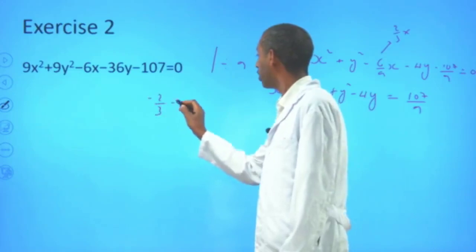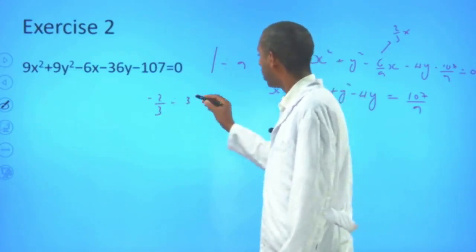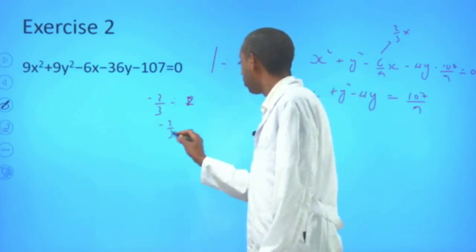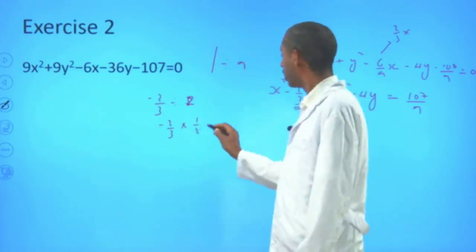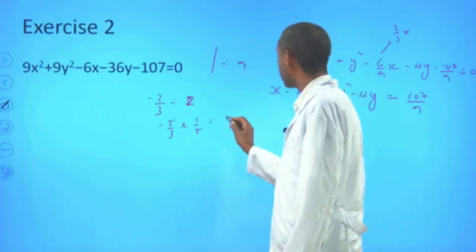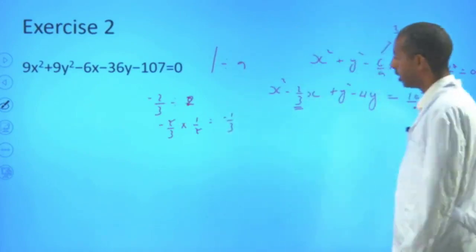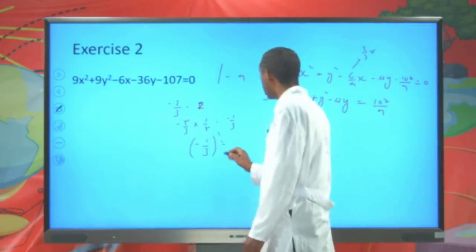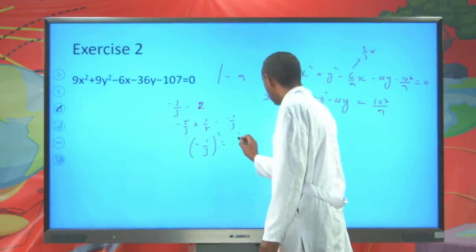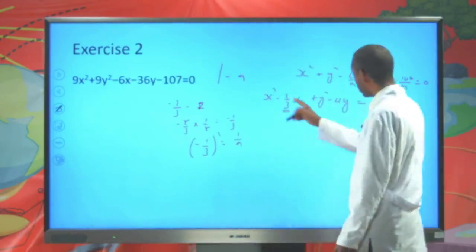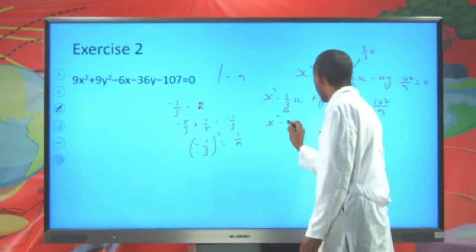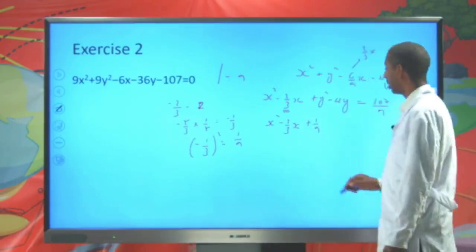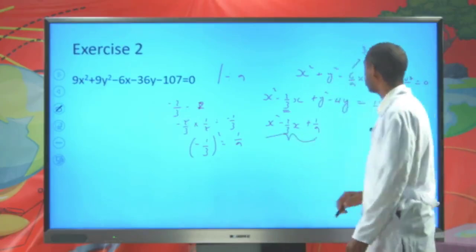I'm going to use the completing the square method. Let's divide this by 2. Meaning, we may multiply this by 1 over 2. Then this 2 will cancel out, and we get minus 1 over 3. Then let's square this. Minus 1 over 3, square it. Then do not forget the bracket here. So it just gives you 1 over 9. So this becomes now x squared minus 2 over 3x plus 1 over 9. This is an expression for x.